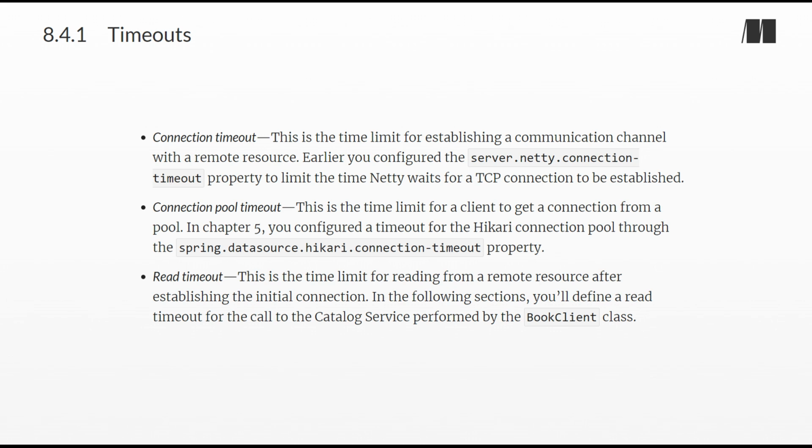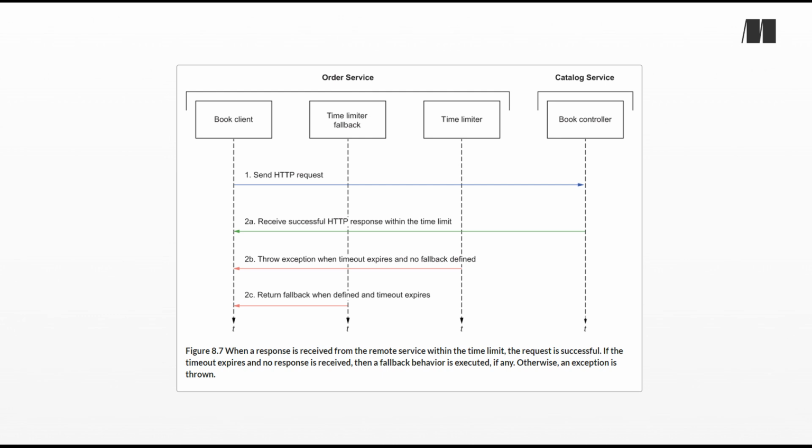In the following sections, you'll define a read timeout for the call to the catalog service performed by the BookClient class. In this section, you'll define a timeout for BookClient so that if it expires, the order service application will throw an exception. You can also specify a failover instead of throwing the exception to the user. Figure 8.7 details how the request-response interaction will work when timeouts and failovers are defined.